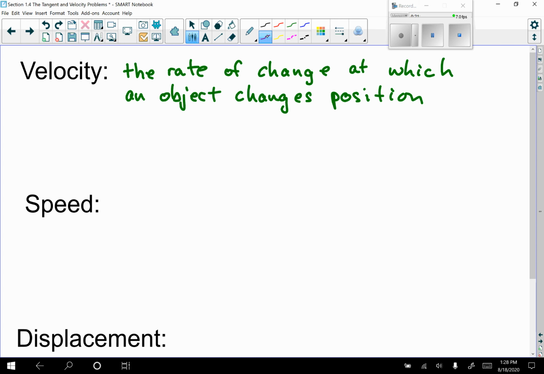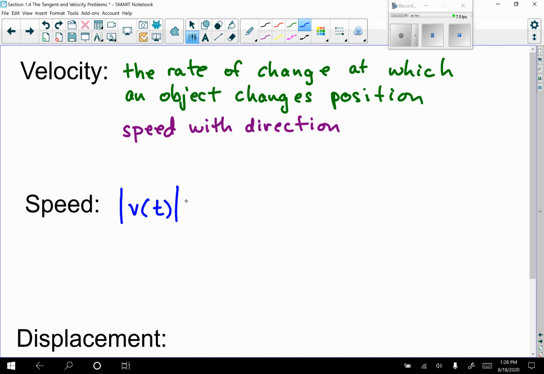Velocity tells us speed with direction. And we'll get into this more a little bit later. But if we have a negative velocity, that just indicates that an object is moving backwards or to the left or down. If the velocity is positive, that just means the object is moving up or to the right or forward. Speed is the velocity without the direction, so it's just the absolute value of velocity. It's saying we don't care what direction the object is traveling, we just want to know how fast it's going.